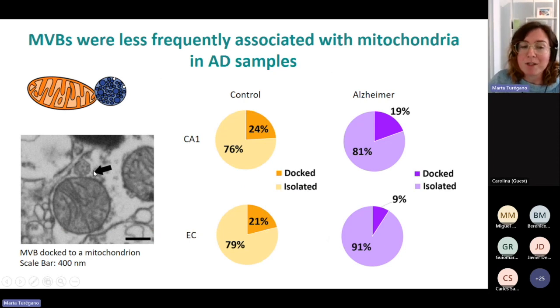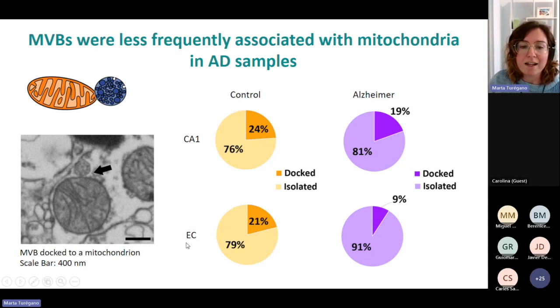This is an event that we have seen too in our samples in humans. Here you can see how a multivesicular body is docked to a mitochondria. And the percentage of this association is decreased again in Alzheimer's disease. As you can see in control, we found that 24% of the MVBs are docked to mitochondria, and in Alzheimer's samples from CA1, 19% of them are docked.